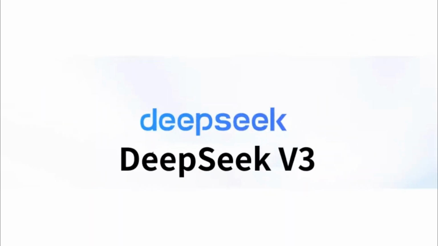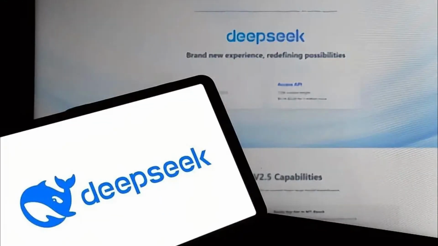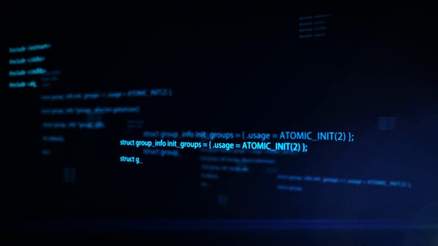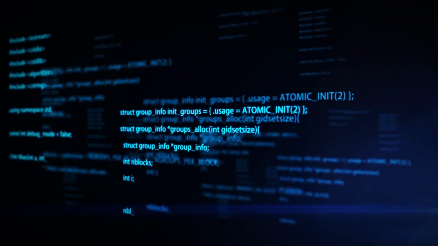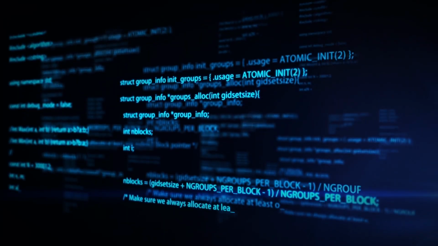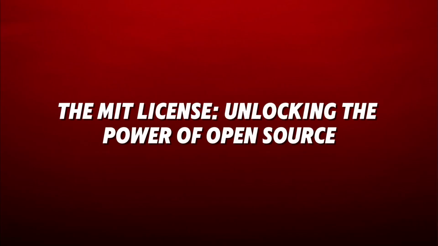Plus, it's completely open source under the MIT license, allowing anyone to explore, modify, or incorporate it into commercial products. But why is this such a big deal? Let's dive into the details and explore why this release is making waves beyond just the tech world. The MIT license: unlocking the power of open source.